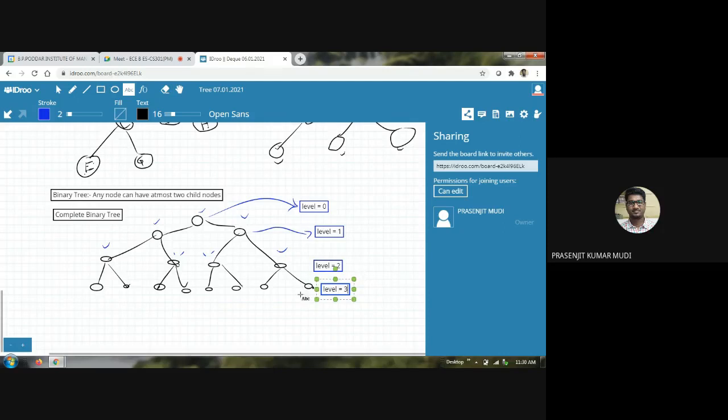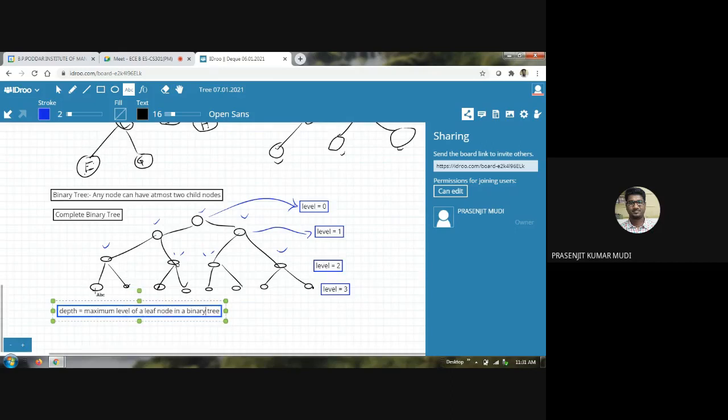And what is the depth? Depth is actually the maximum level of a tree. Level is not a term of a tree, it's the level of a node. So every node has a particular level. These nodes have level 1, level 0, these nodes have level 2. So depth is the maximum level of a leaf node in a binary tree.